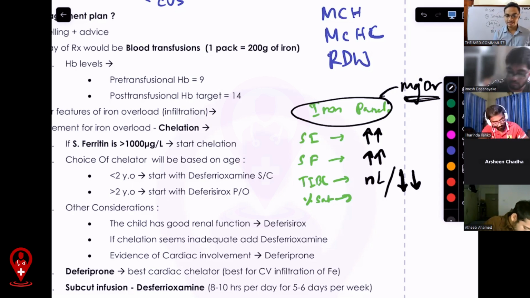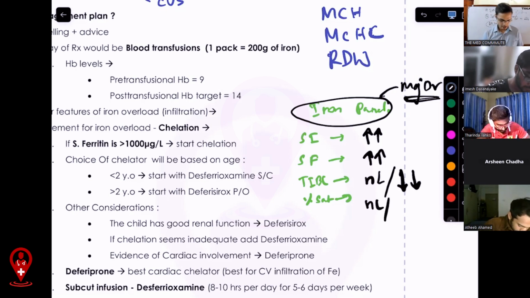Okay. Then the percentage saturation, again, the same, guys, right? If the transferrin is dropping, we know, sometimes, if there is no problem with liver cirrhosis or anything, it can be normal. But if the transferrin is dropping, there can again be a drop in the percentage saturation as well. I hope you all understand these concepts. Okay. This is thalassemia major iron panels.